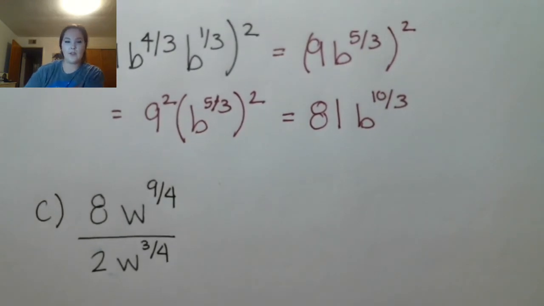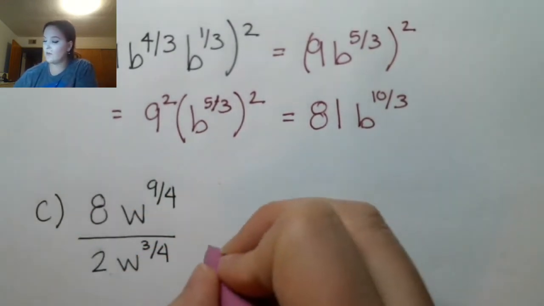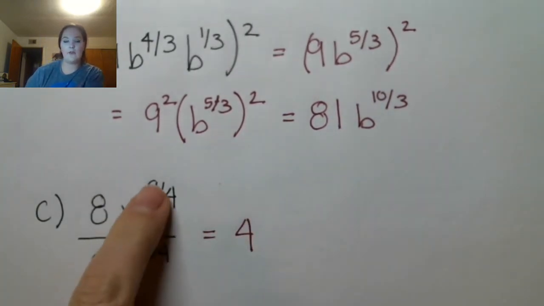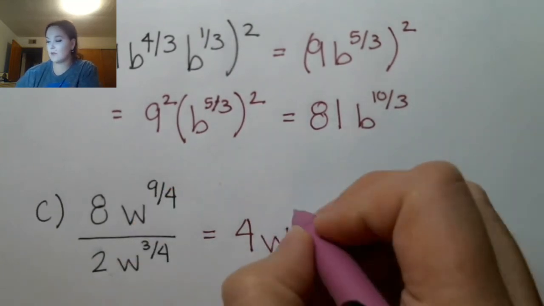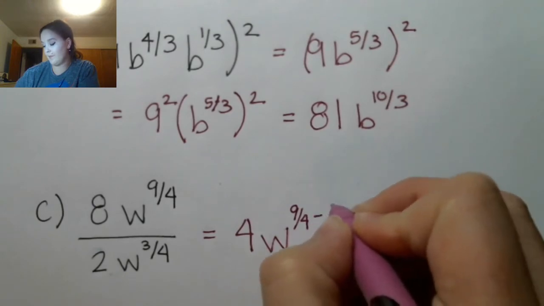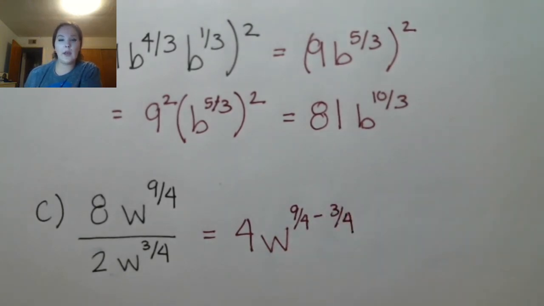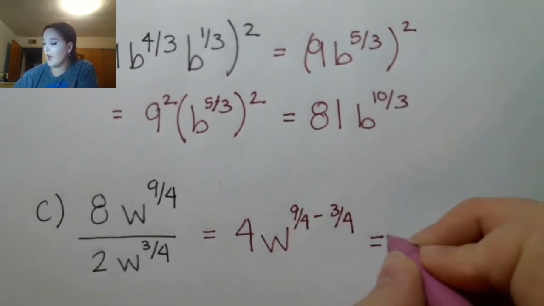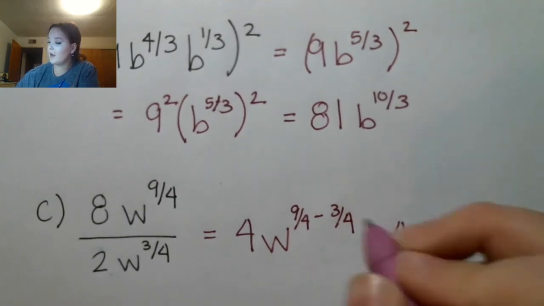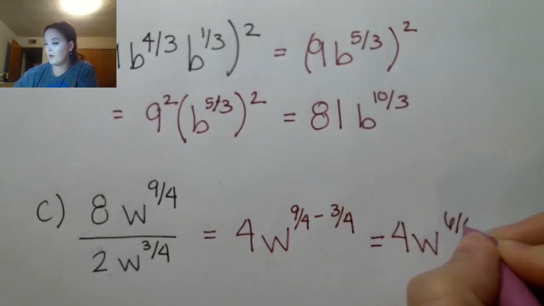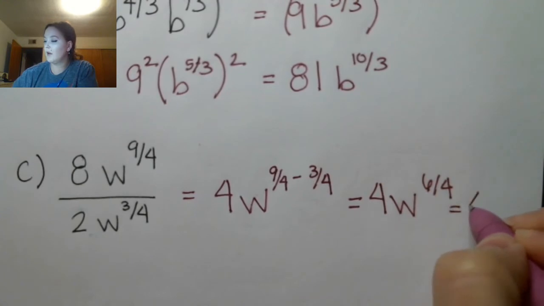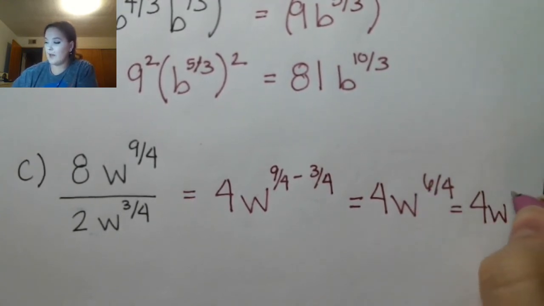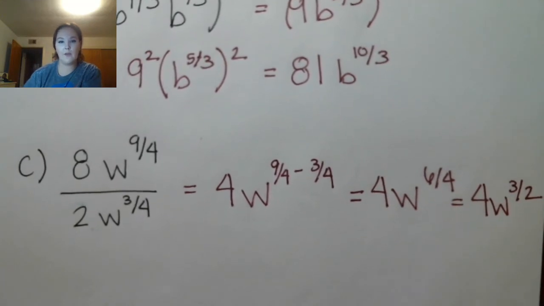Okay, so the first thing I'm going to do here is say that 8 divided by 2 is 4. Okay, and for these w's, I'm going to subtract the exponents. Okay, so 9/4 minus 3/4. Okay, again, in some situations we would need to make common denominators, but here, because I already have common denominators, we can just subtract them. 9 minus 3 is 6/4. Okay, and here we are going to want to reduce our exponent because 6 over 4 is the same as 3 over 2.